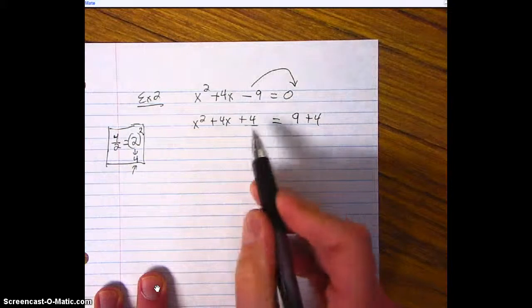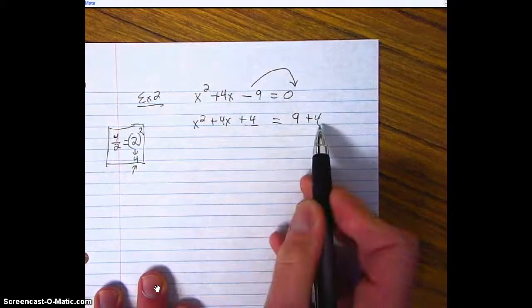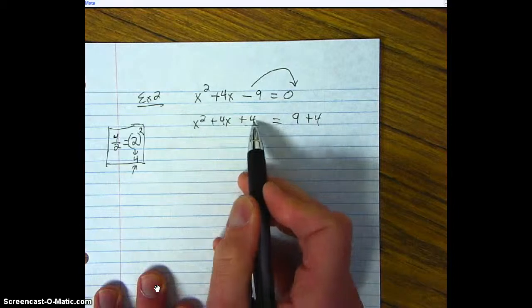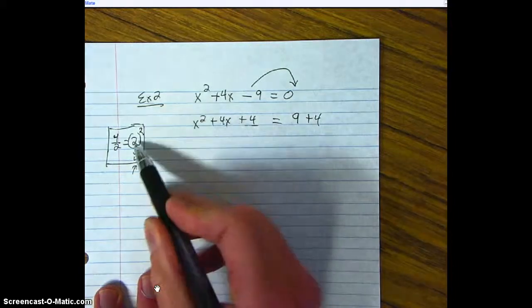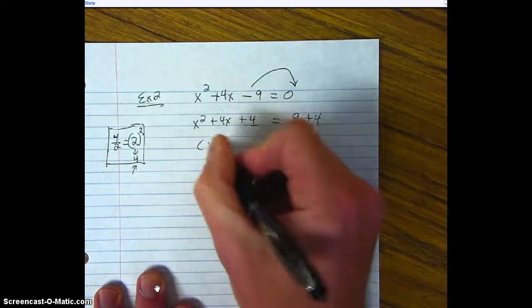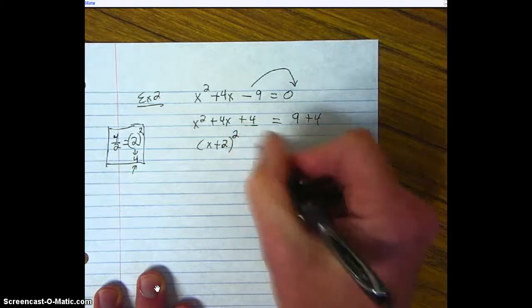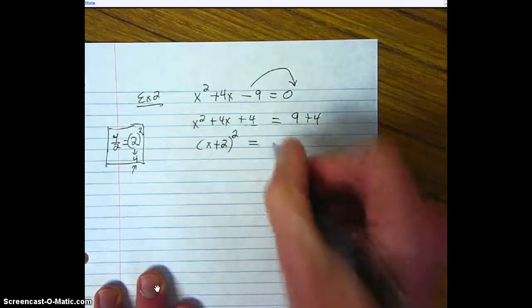Well, why? Whatever you do to one side of an equation, you do to the other. Now, this is a factorable trinomial. What multiplies to 4 and adds up to 4? I'll give you a hint. It's always that number. It's going to be x plus 2 times another x plus 2, which I can just shortcut and write squared, equals 13.